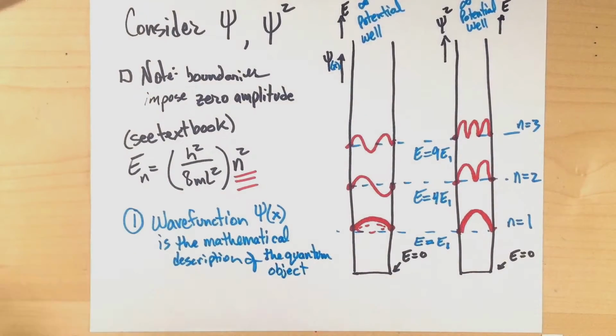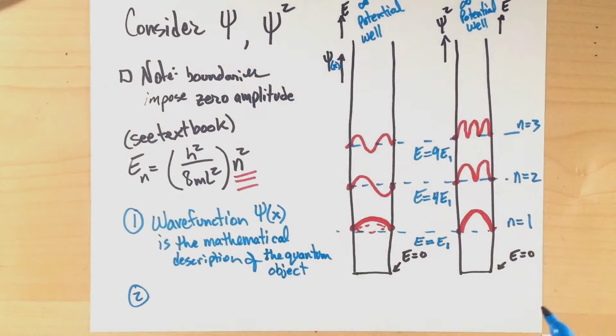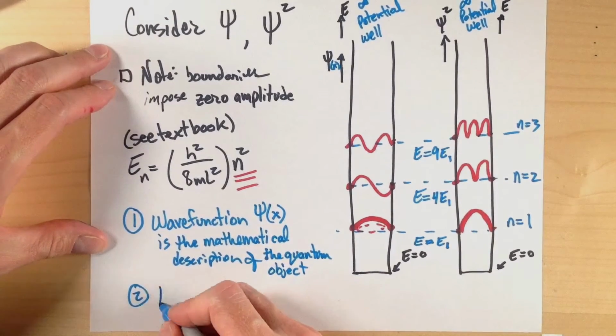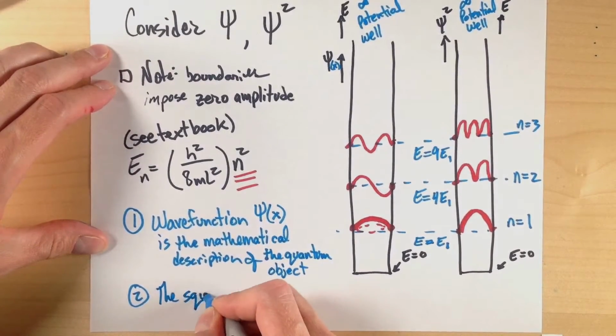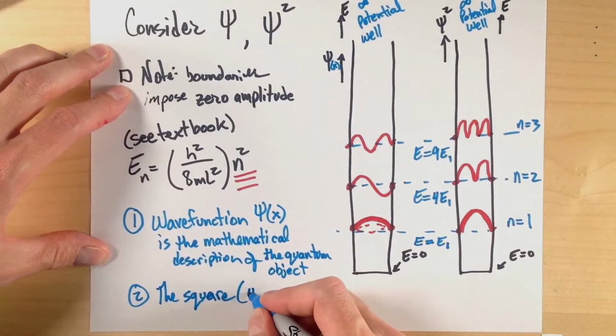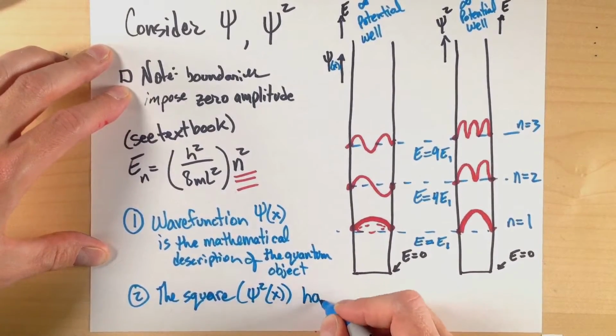And that is the mathematical description of the quantum object, the particle, which has both particle behavior and wave behavior. And that's kind of what we do our math on. And the wave function itself does not have a physical meaning. However, the square of the wave function does have physical meaning.